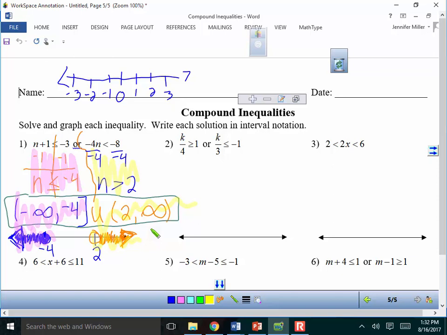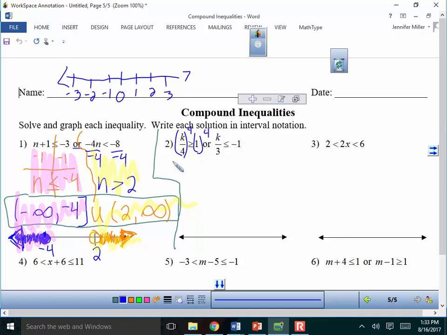All right, let's go on to number 2. On number 2, we would need to do what to both sides? Multiply by? Good, and that gives us k is greater than or equal to 4. And then over here we can multiply by 3, and we get k is less than or equal to -3.